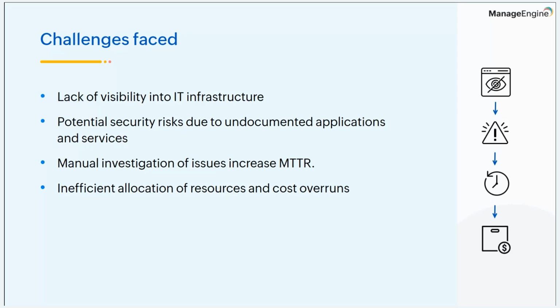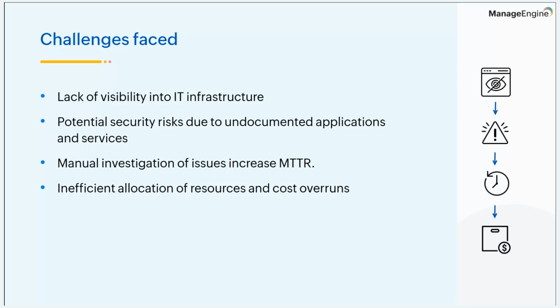When a performance issue or outage occurs, IT teams struggle to pinpoint the root cause due to a lack of a clear dependency map. So manual investigation takes hours or even days, increasing the mean time to resolution, which will frustrate the end users. And without proper discovery, IT teams may allocate resources inefficiently, which leads to underutilized or over-provisioned servers and cloud instances.